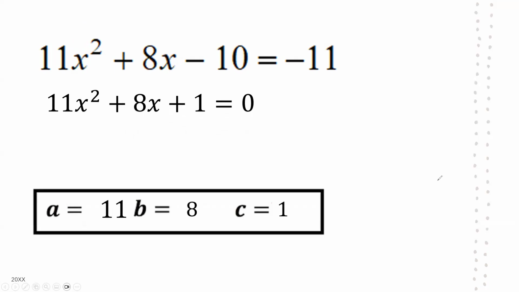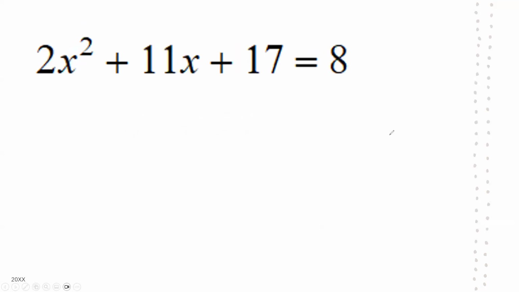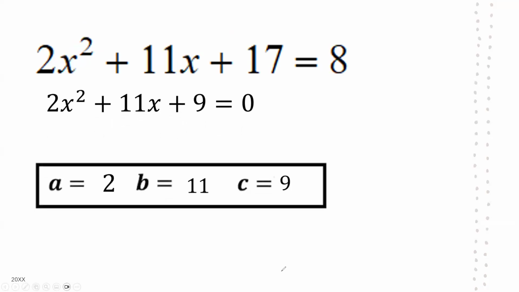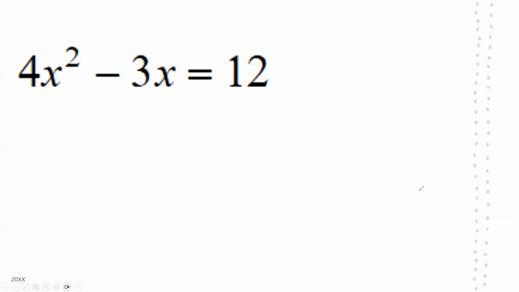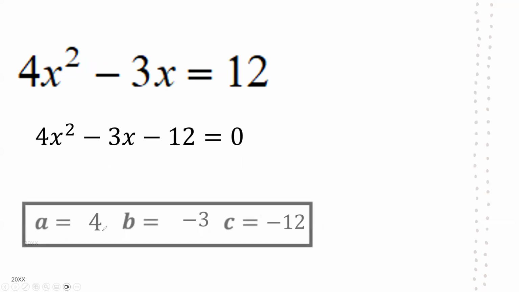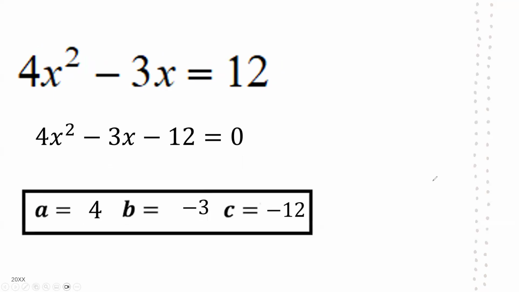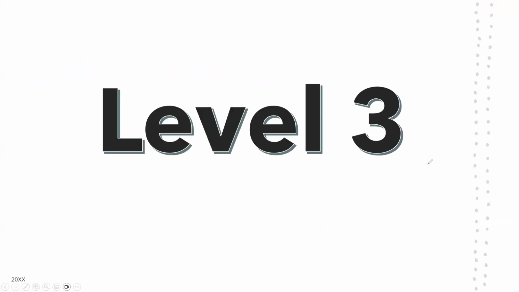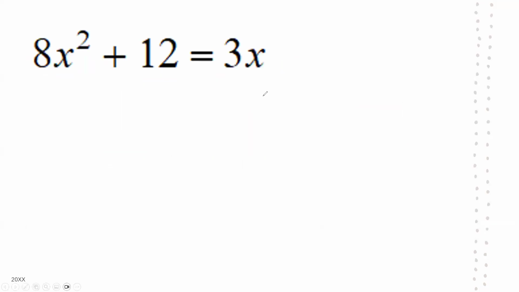Okay, next one. In 3, 2, 1. You get rid of adding 8 by subtracting 8 over, so it would look like that. So A would be 2, B would be 11, C would be 9. Okay. Again, another one. In 3, 2, 1. Get rid of positive 12, we'd subtract it over. So then I would have A equals 4, B equals negative 3, C equals negative 12. Okay. Level 3.